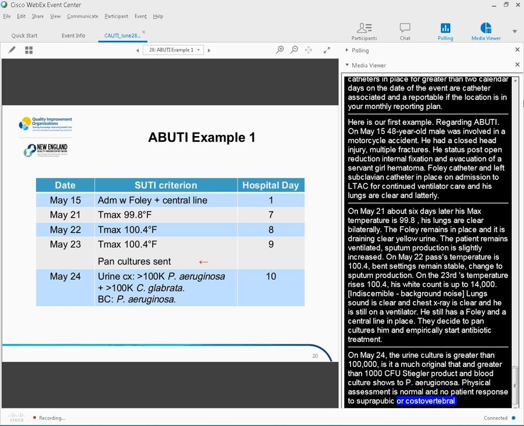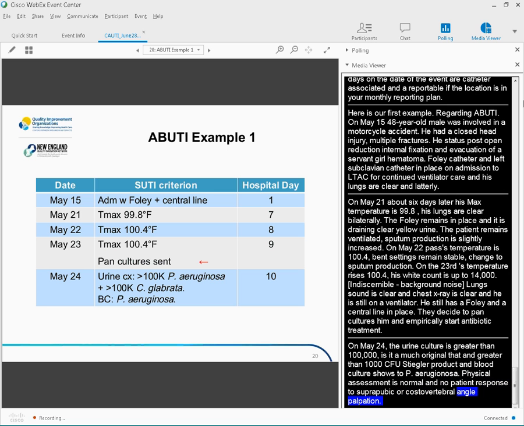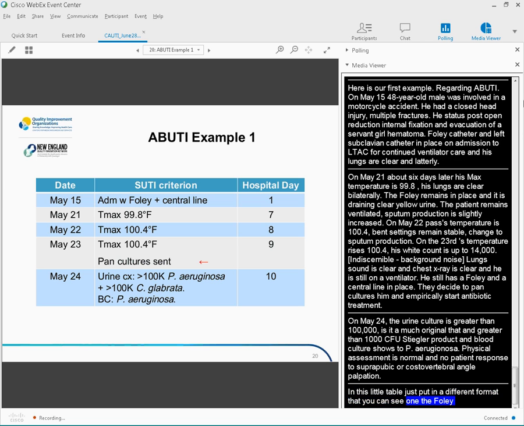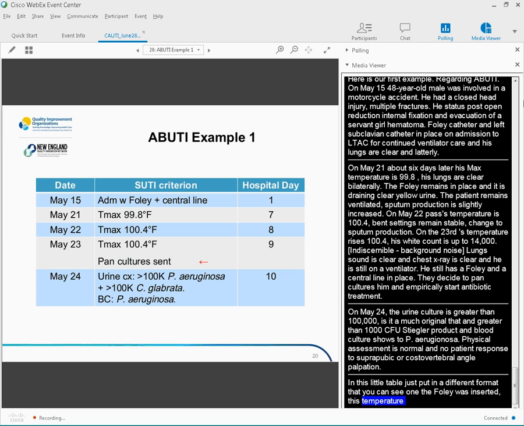Okay, and this little table just puts it in a different format that you can see when the Foley was inserted, his temperature trending, when the cultures were sent, and the results of the cultures.